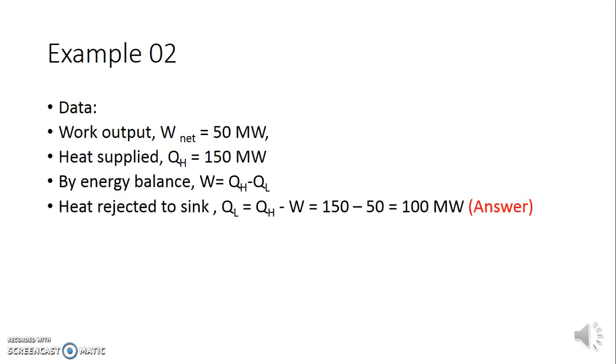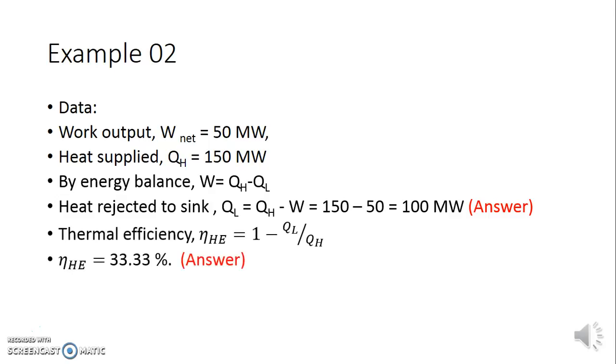By energy balance of heat engine, W is equal to QH minus QL, or heat rejected to sink QL is equal to QH minus W. Solving this, we get QL 100 megawatt. This is our first answer.